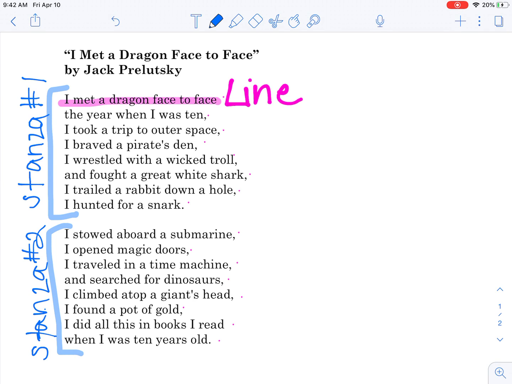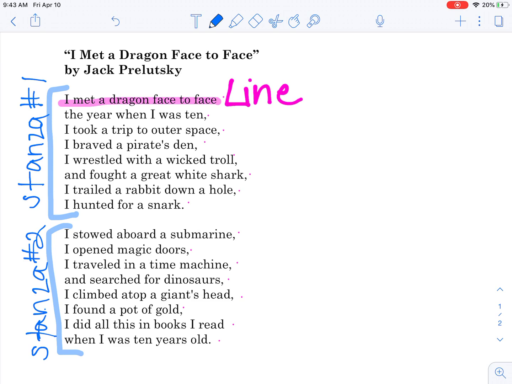I met a dragon face to face, the year when I was 10. I took a trip to outer space, I braved a pirate's den. I wrestled with a wicked troll and fought a great white shark. I trailed a rabbit down a hole, I hunted for a snark.